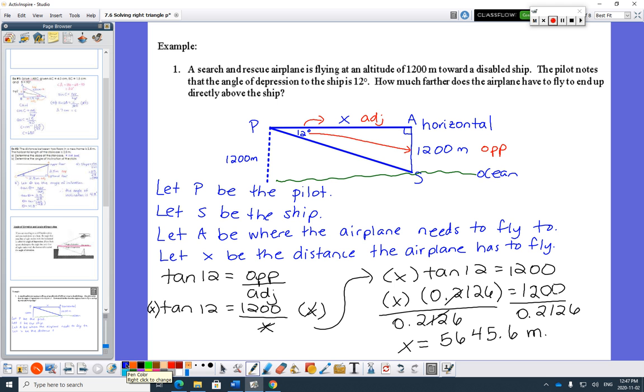No, absolutely not. To be honest, what I did was tan 12, pushed equals, and then did 1200 divided by answer. So I actually didn't round when I did the math. So you're good. 105.